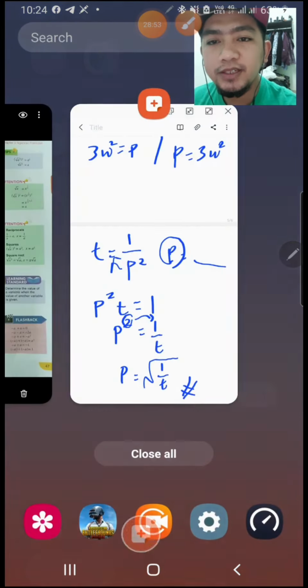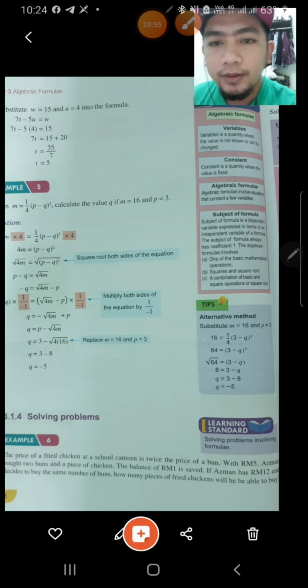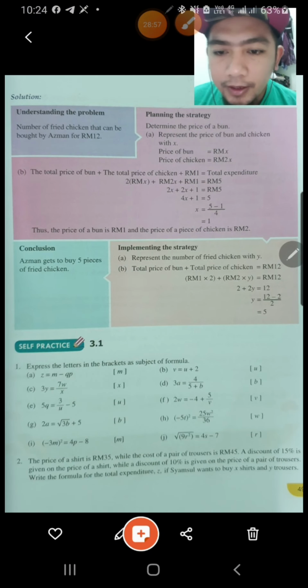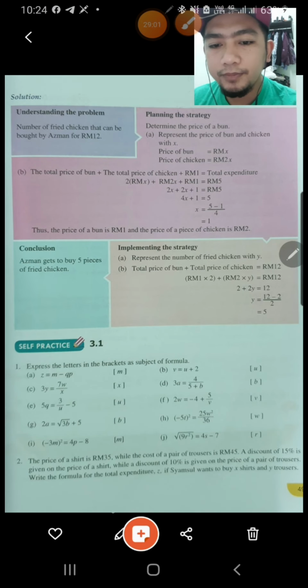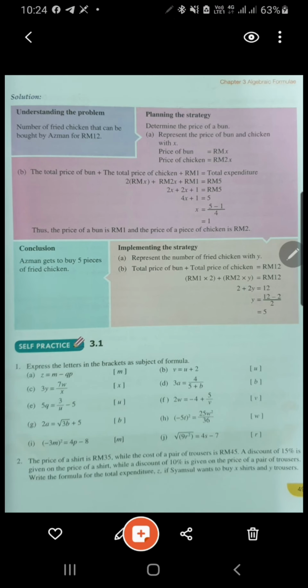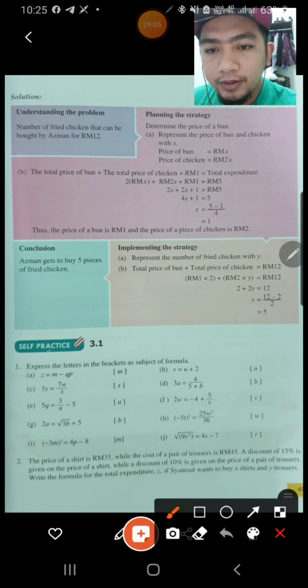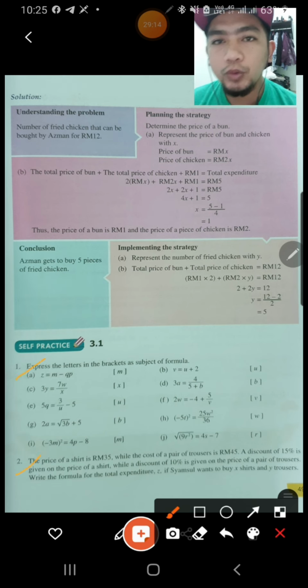So your exercise for today is page 49. Page 49, self-practice 3.1, question 1 all, okay, and question 2.